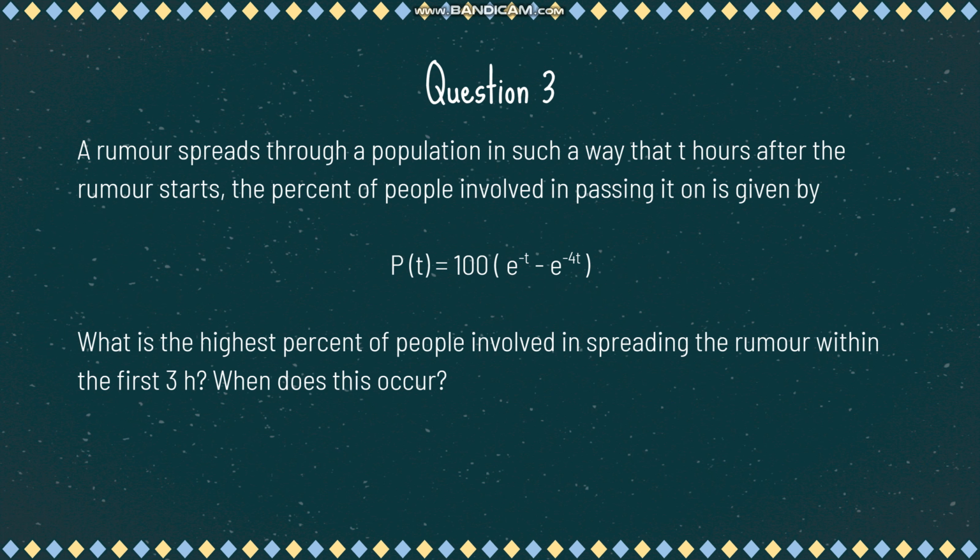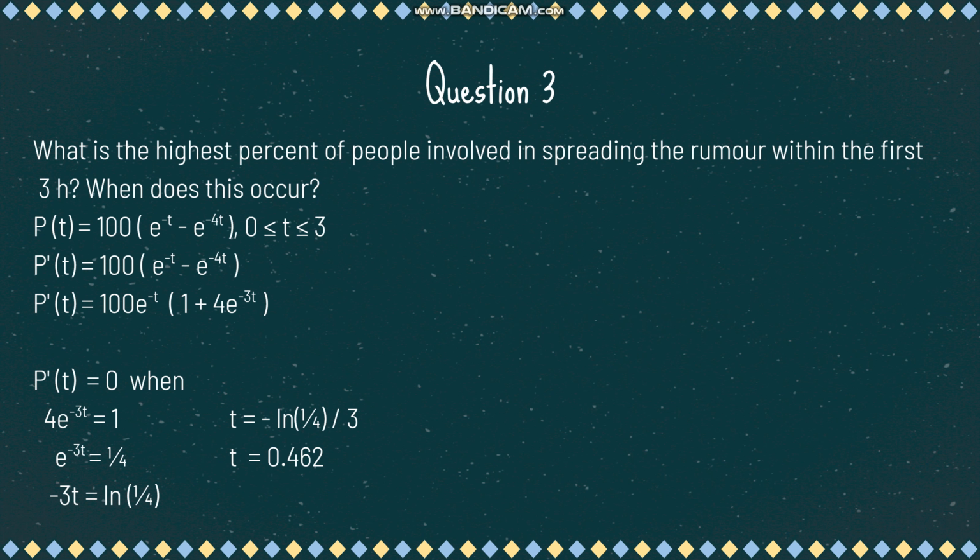Question 3. A rumor spreads through a population in such a way that t hours after the rumor starts, the percent of people involved in passing it on is given by the function p equals 100 times e to the power of negative t minus e to the power of negative 4t. What is the highest percent of the people involved in spreading the rumor within the first 3 hours? When does this occur? For the first 3 hours, remember that the limit is 0 to 3, because 0 is the start of when the rumor started spreading, and 3 hours is the limit they want. So anything above hour 3, like 4 hours, we don't use.